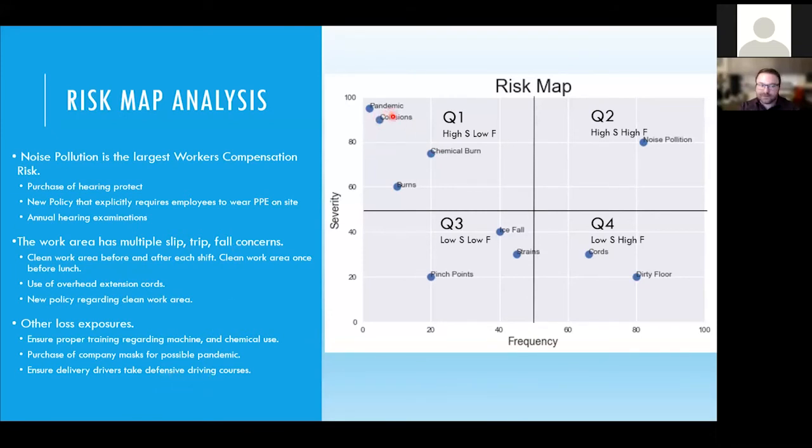So again, a collision may be completely outside our control. The delivery driver may just be going through a green light and then they get T-boned by a careless driver. But we can have them take defensive driving courses to try to mitigate that frequency just a little bit more. We may not have much control over the severity, but we can try to reduce that from happening.